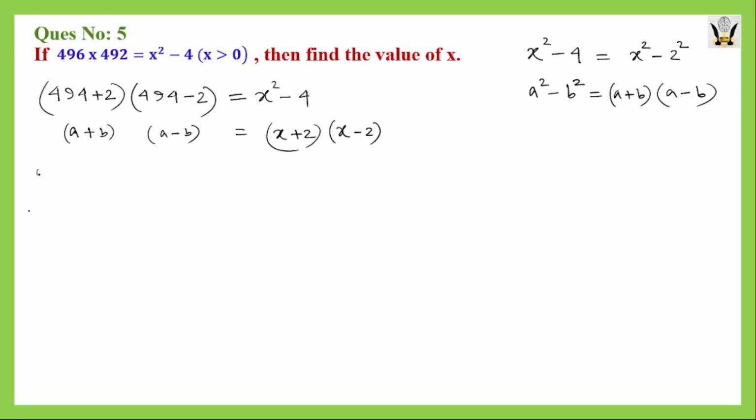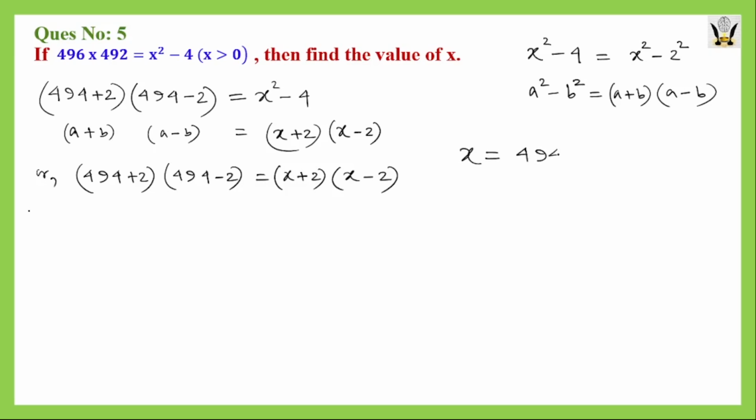That means we can write this as, now if we compare both the sides term wise, if we compare x plus 2 with the first factor, then it will be 494 plus 2. And also if we compare x minus 2 with the second factor that we have on the left side, then it is 494 minus 2. That means by comparing both the sides of this equation, we can conclude that the value of x will be 494.